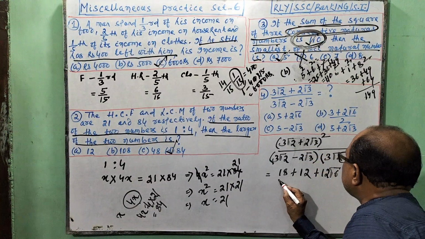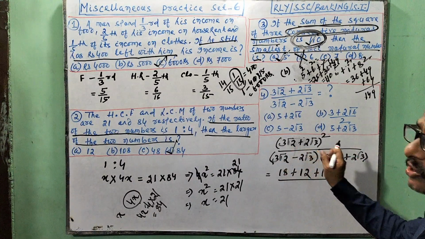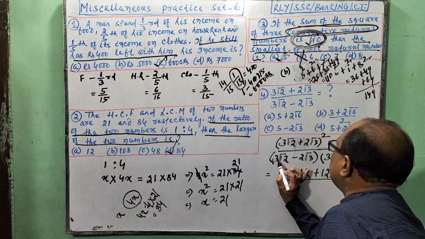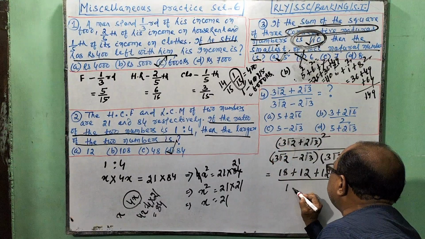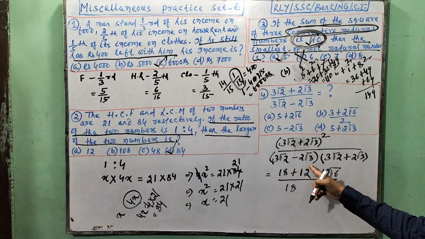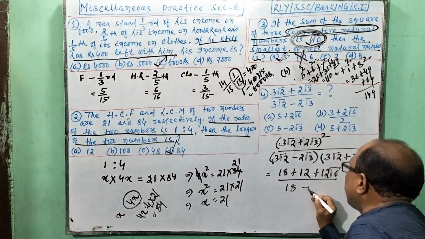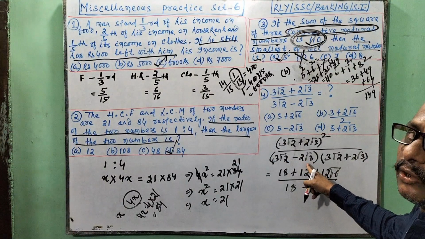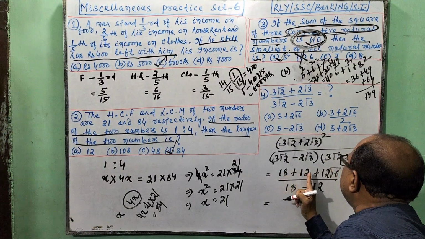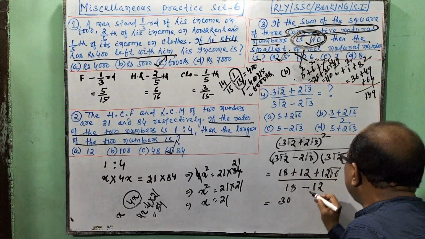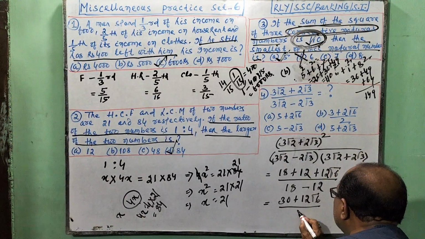The whole is divided by (a minus b)(a plus b), which means a squared minus b squared. a squared is 3 root 2 whole squared, 18, and b squared is 2 root 3 squared, 12. So the denominator is 18 minus 12, which is 6. The numerator is 18 plus 12, 30, plus 12 root 6, whole divided by 6.